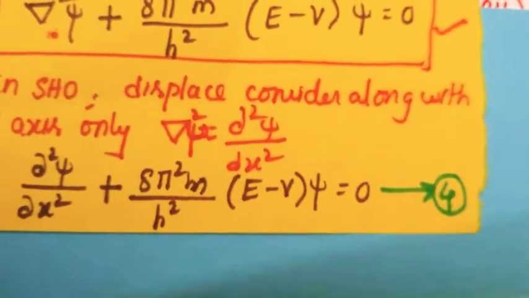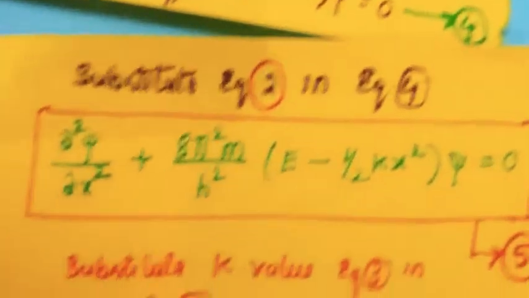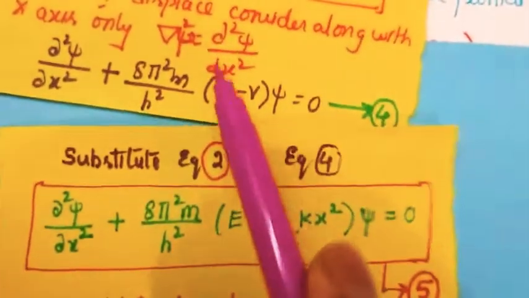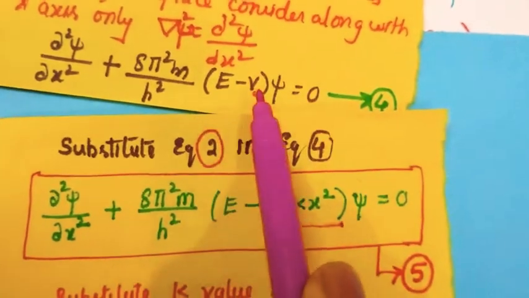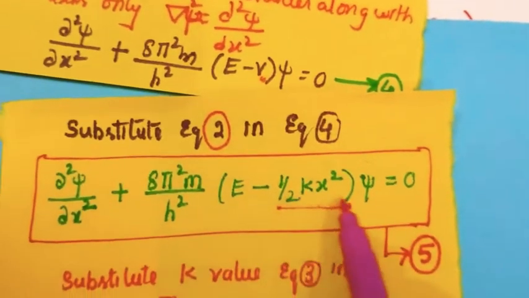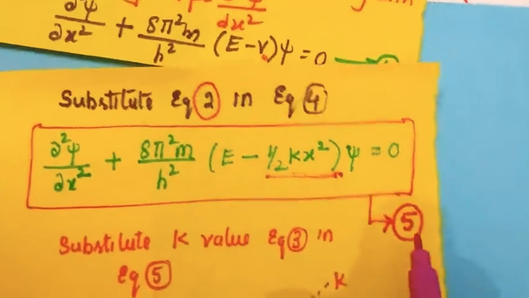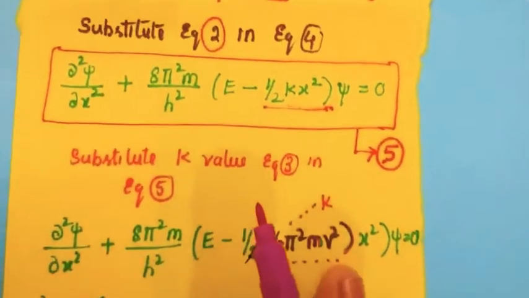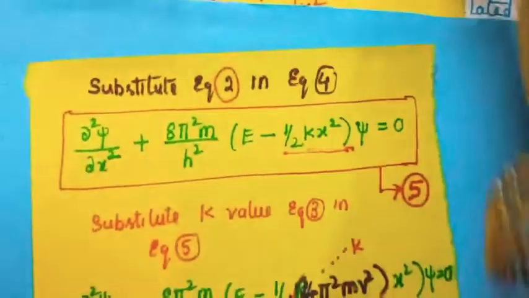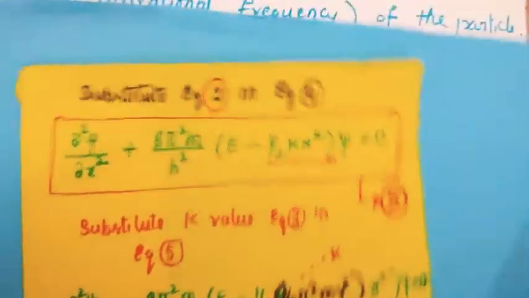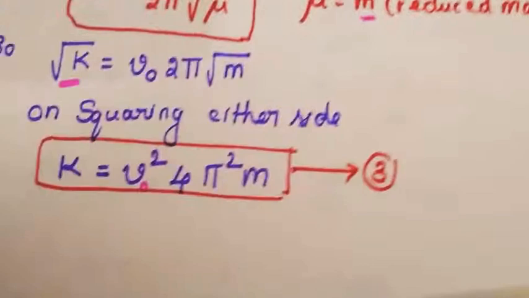If we substitute that value in equation 4, the V can be substituted as half k x square. See here, the value V is substituted here as half k x square. You will get the new equation 5. And also we have already derived the k value in equation 3. So in equation 3 we have derived the k value.